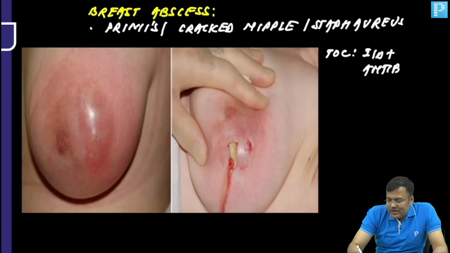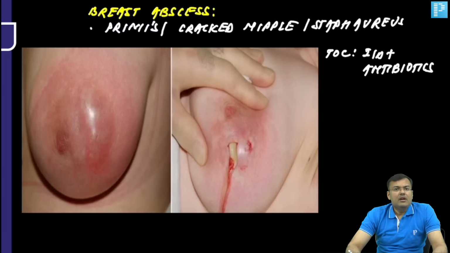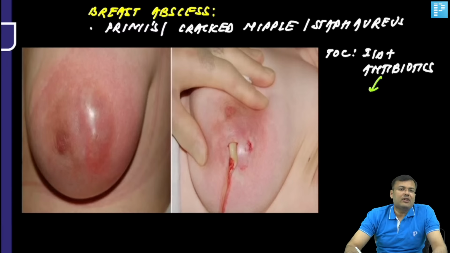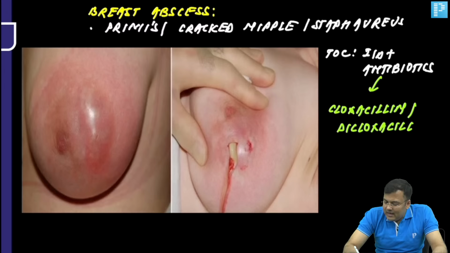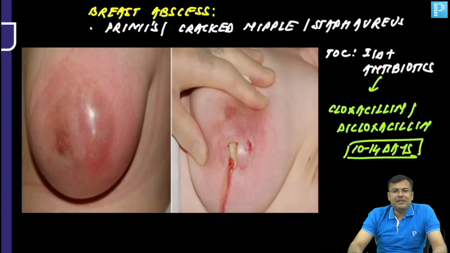And can you tell me the first line antibiotic for Staph aureus? This was asked in NEET PG. First line antibiotics, tell me guys. Very good, Megha, most of the time you are correct. So, we give cloxacillin or dicloxacillin for 10 to 14 days. So, it is cloxacillin or dicloxacillin, and it is given for 10 to 14 days, got it? This is breast abscess. Okay.